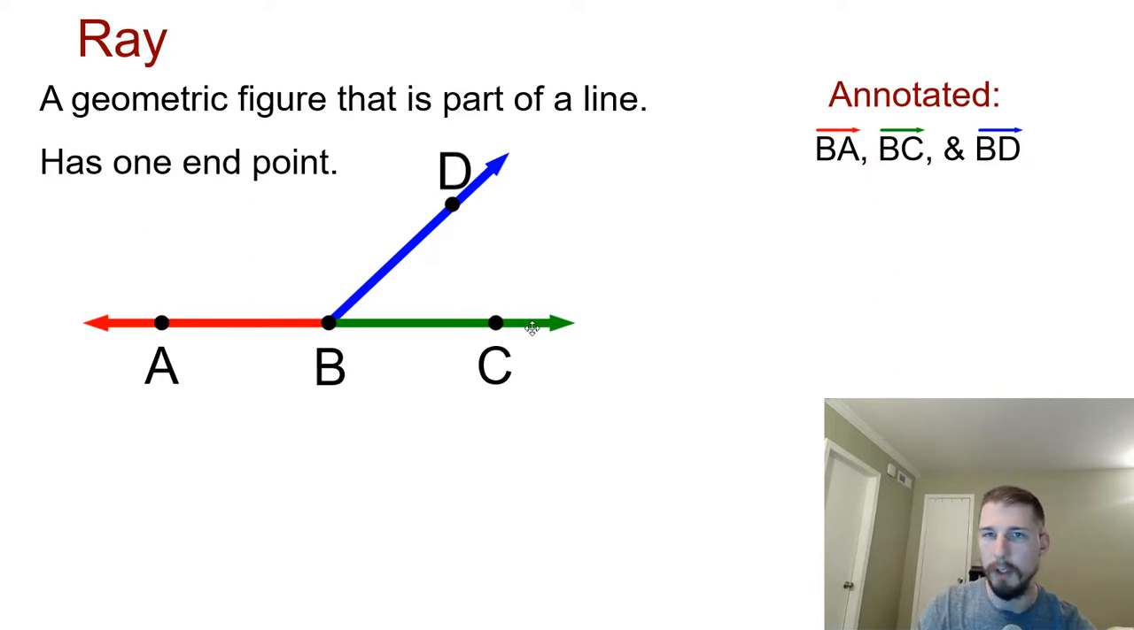But not every two rays that start in the same place are going to form a straight line, right? Or opposite rays. We could use the blue and the green. They both start at B, but they go not in opposite directions. They just form an angle. In this case, it would be an acute angle, but that's okay. All rays that start in the same place are going to form angles.